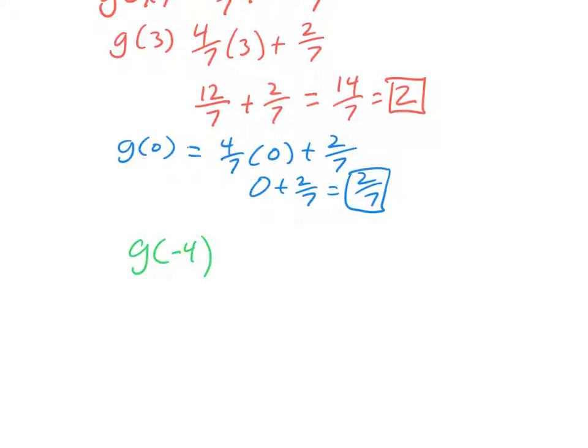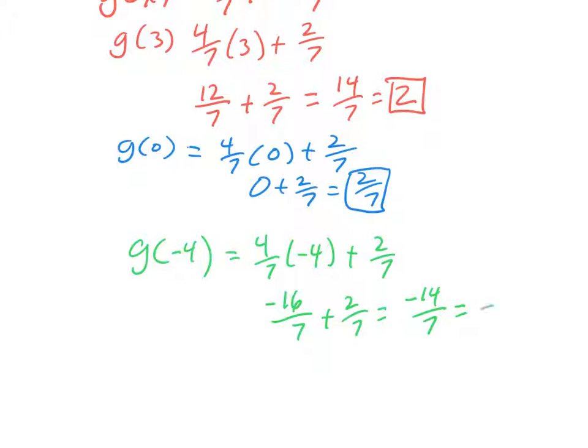And last one is g of negative 4, which is equal to 4/7 times negative 4 plus 2/7. And 4 times negative 4 is negative 16. So we get negative 16/7 plus 2/7 is equal to negative 14/7, which is going to be negative 2.